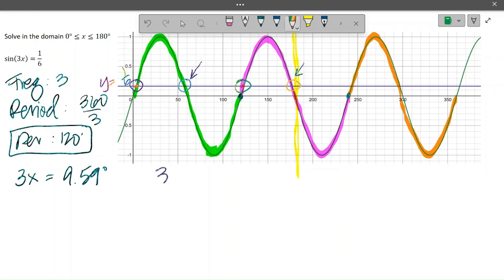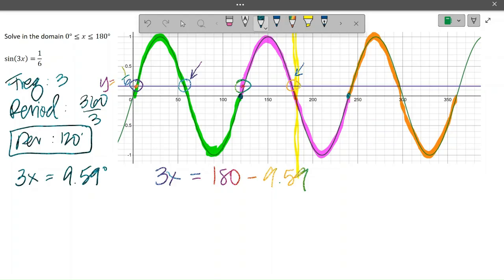So I'm going to do my property that says in a normal sine wave, y equals sine of x, I have two values within 180 degrees. So I take what's in the parentheses, which is 3x, and then I say 180 degrees less the arc sine of 1/6, or inverse sine of 1/6, which I just found, which is 9.59 degrees. It is really important to note that this process never changes, even with a period change.